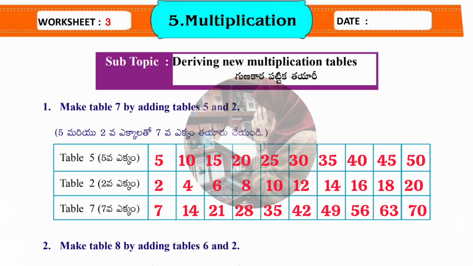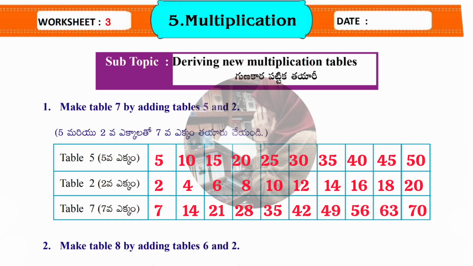If you have doubt whether this is right or wrong, just go through the 7th table. 7 1s 7, 7 2s 14, 7 3s 21, 7 4s 28, 7 5s 35, 7 6s 42, 7 7s 49, 7 8s 56, 7 9s 63 and 7 10s 70. Got it, guys? In this way also you may check your answers.